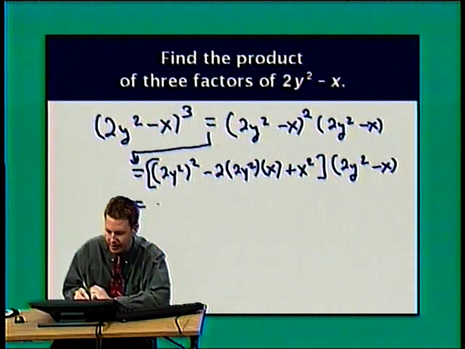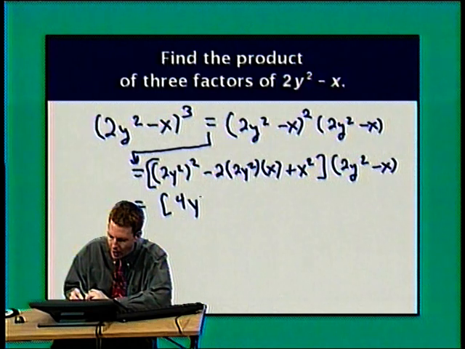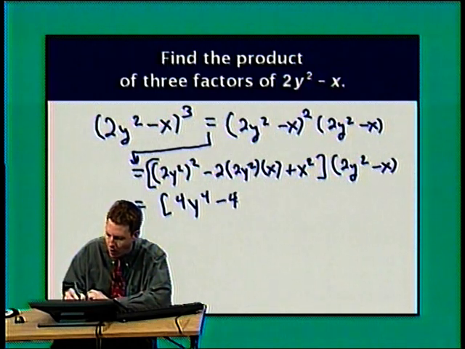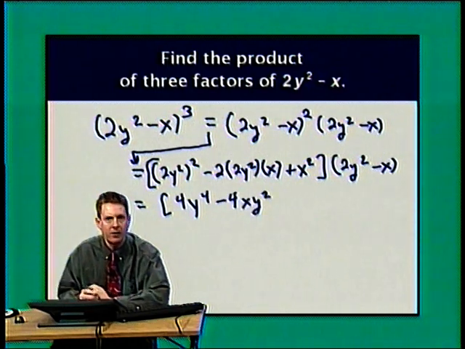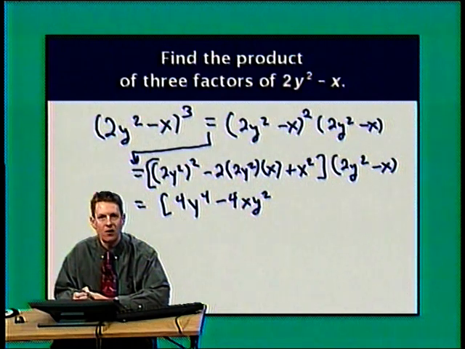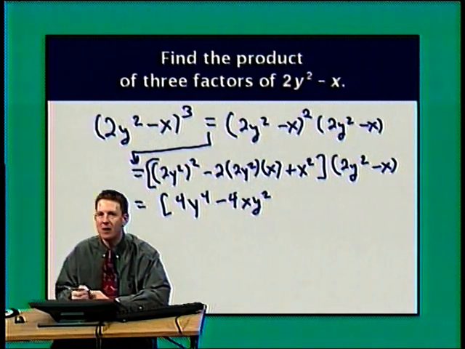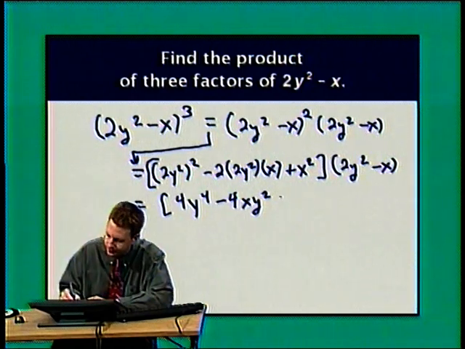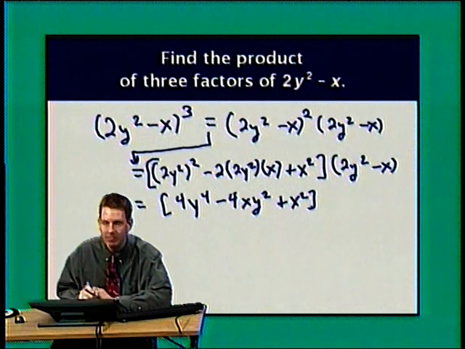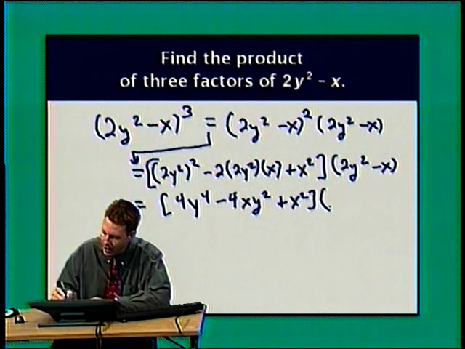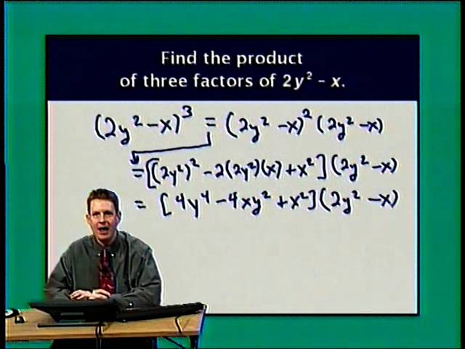So this is going to give me 4y to the 4th minus 4xy squared. Notice I wrote the x factor first completely out of instinct. You need to practice enough so that it just becomes automatic that you write an x factor before a y factor. And I still have my plus x squared. And this needs to be multiplied by 2y squared minus x.